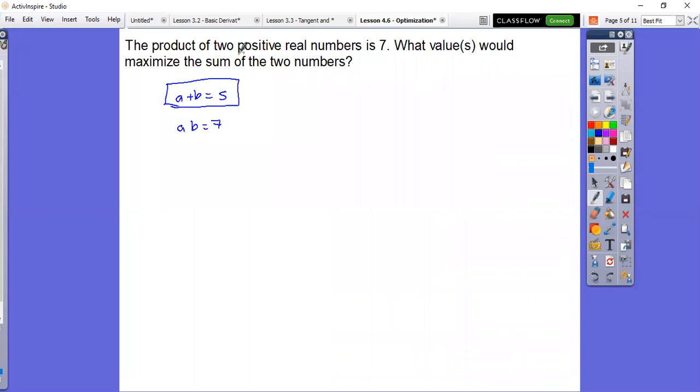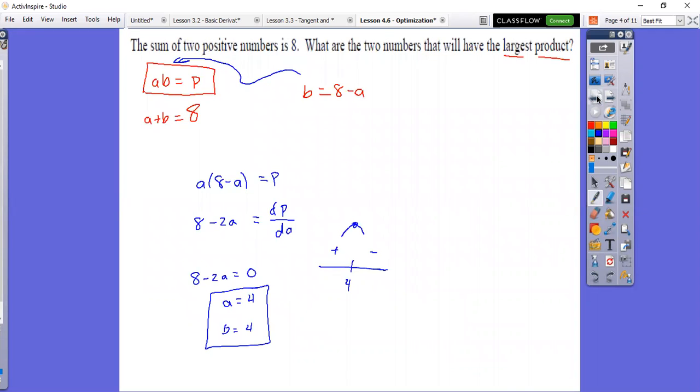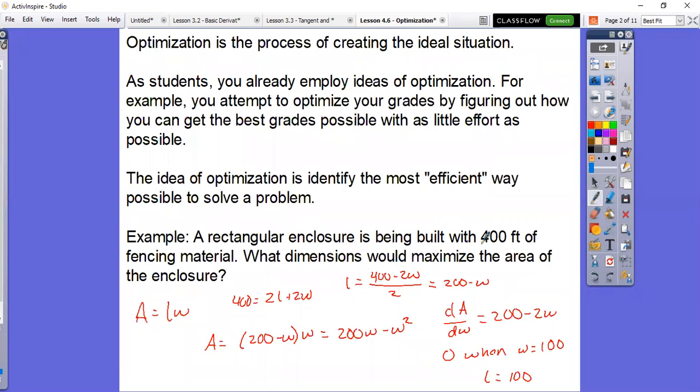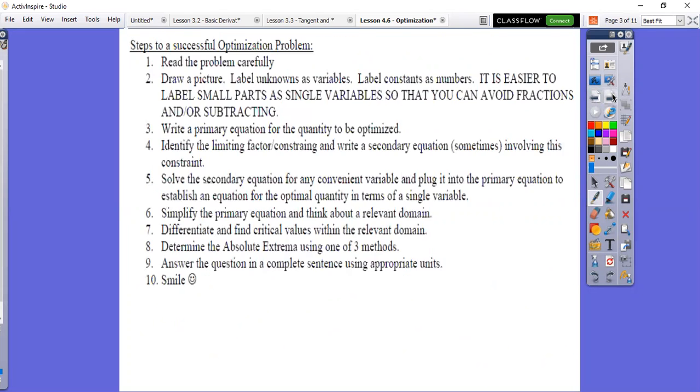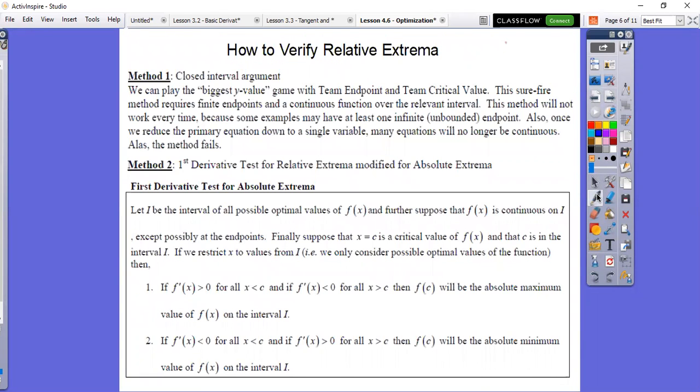Actually, sorry, no, we did not have a closed interval here because for any positive real number, there could be 2 positive real numbers that multiply to 7. Here we did have a closed interval from 0 to 8 because the sum of 2 positive numbers is 8. If I take any positive number greater than 8, the second number would have to be negative. So I had a closed interval here, and I also had a closed interval here because I maximized at 400 feet. So if you have a closed interval, you can use the endpoints and any critical values in between. Whichever one has the largest y value will be the maximum. Whichever one has the smallest y value would be the minimum.